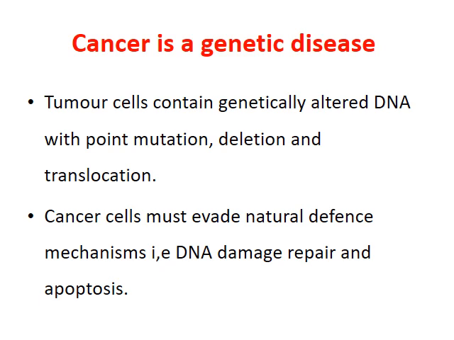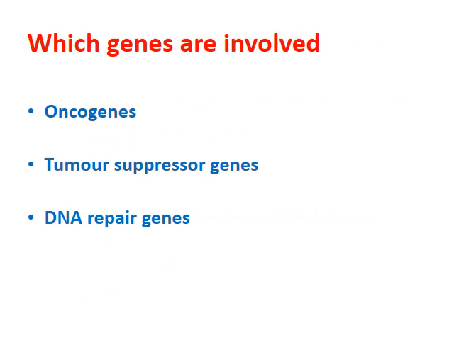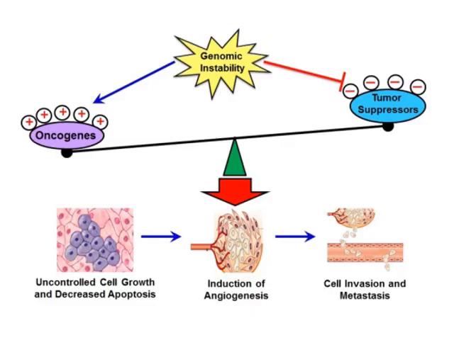But in order to understand this topic, we will divide the genes into three categories: oncogenes, tumor suppressor genes, and DNA repair genes. So these are the genes that are mainly involved in carcinogenesis. So let's suppose that during cancer we have genomic instability. What does genomic instability mean? It means that I have activation of the oncogenes and inactivation or suppression of the tumor suppressor genes.